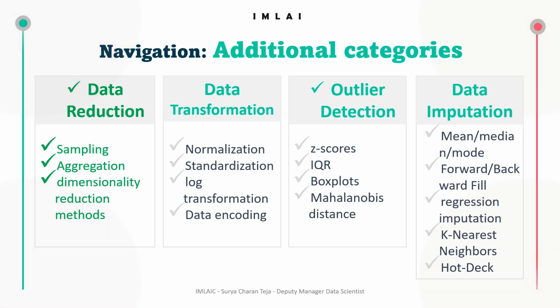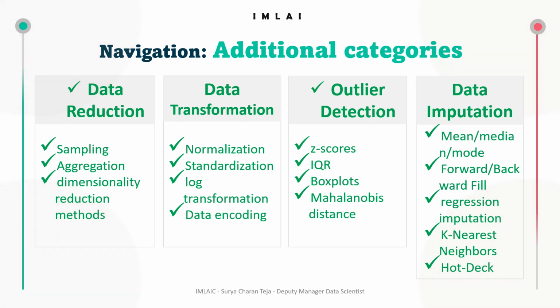Then we moved on to data transformation. Here we have seen normalization, standardization, log transformation, and data encoding. Various methods of data encoding also we have seen. Once that is done, we jumped into outlier detection. In outlier detection, we have seen the Z-score method, interquartile range method, box plot method, and Mahalanobis distance method. Once we finished with outlier detection, we jumped into data imputation.